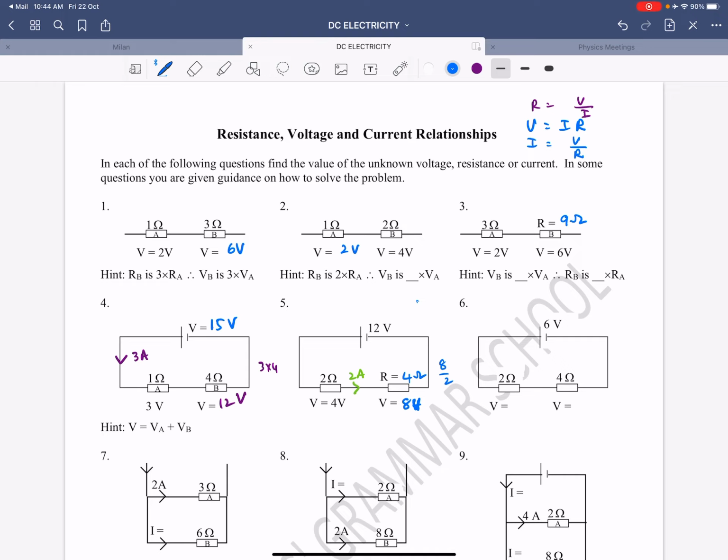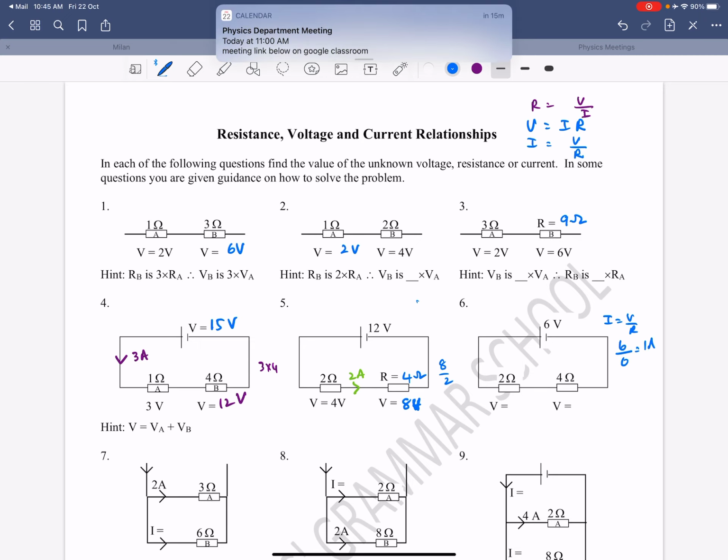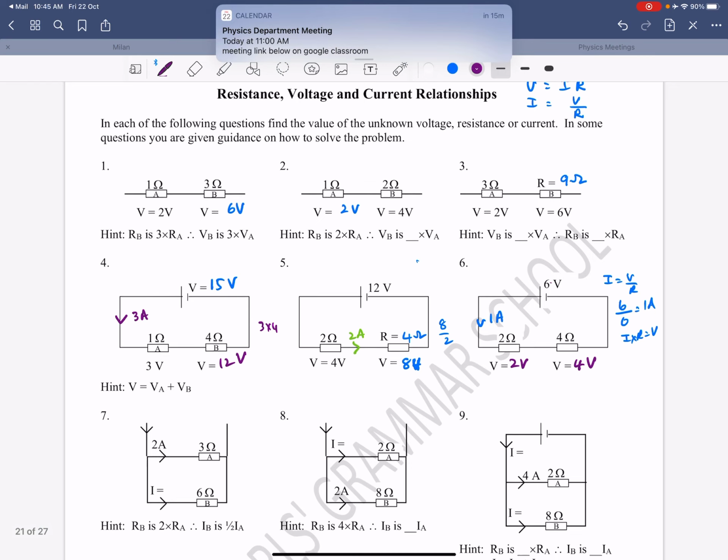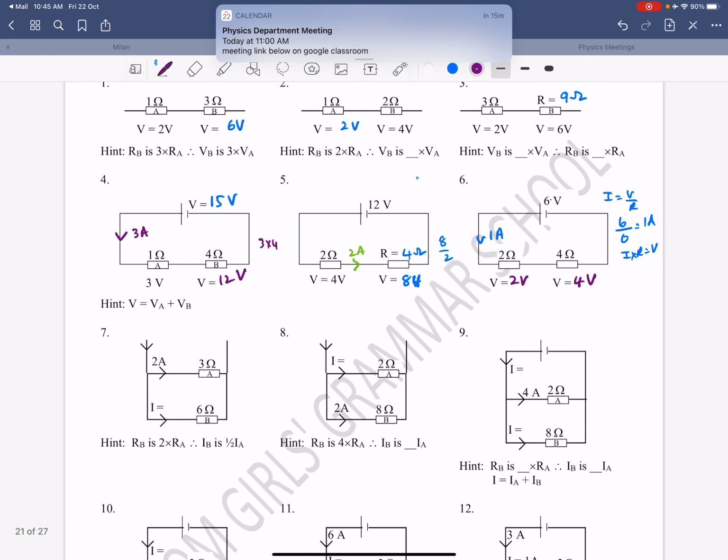So in order to get the current, it's voltage over resistance. So 6 divided by 6 is 1 amp. And you know that current times resistance is voltage. So your current is 1 amp. And then in order to get the voltage, 1 times 2 is 2 volts, and 4 times 1 is 4 volts, and 4 plus 2 is 6 volts. So you get that.